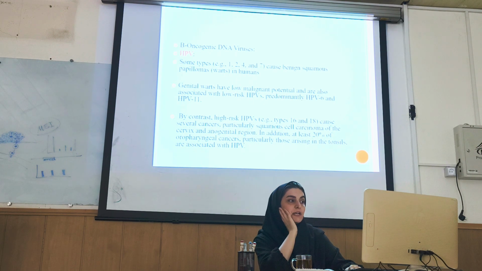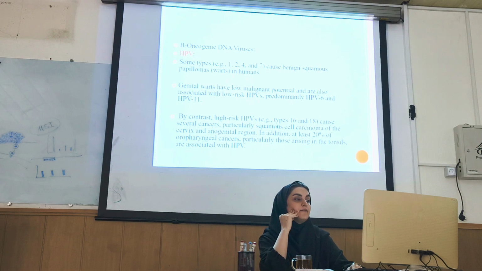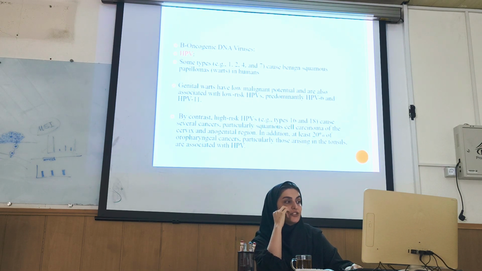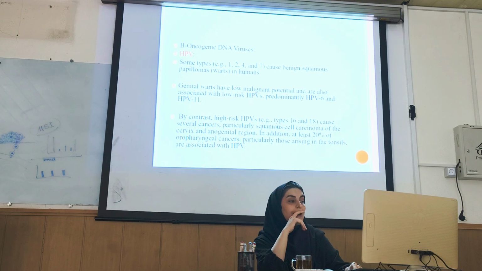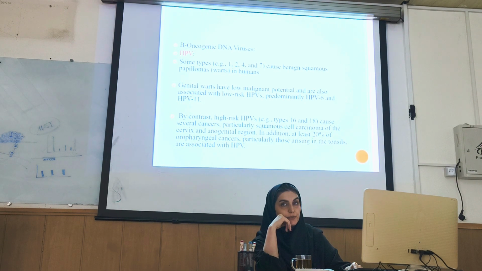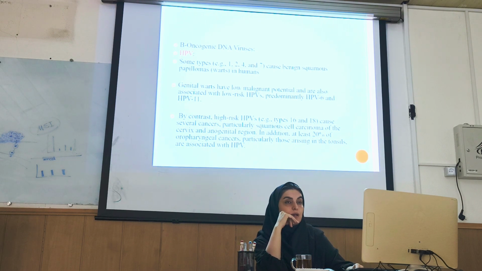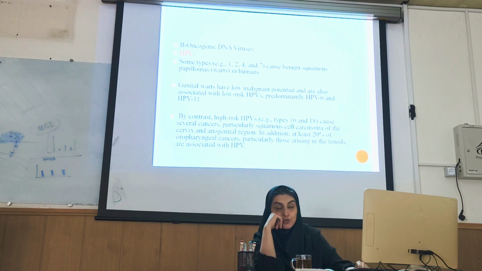virus. There are many types of this virus which are related to some types of neoplasia. For example, types 6 and 11 are important in genital warts, and we call them low-risk HPV. And some of the HPV types are high risk, for example, types 16 and 18. They are related to malignancy of the uterine cervix, squamous cell carcinoma of the cervix, and also some malignancy of the tonsils is associated with HPV.